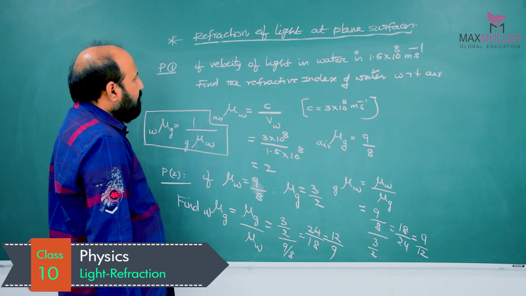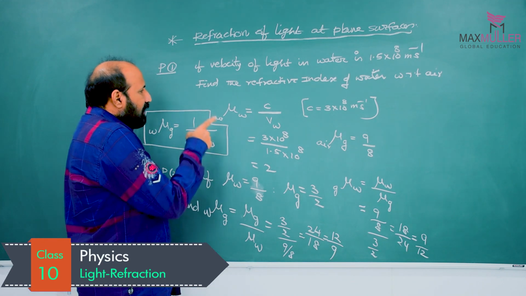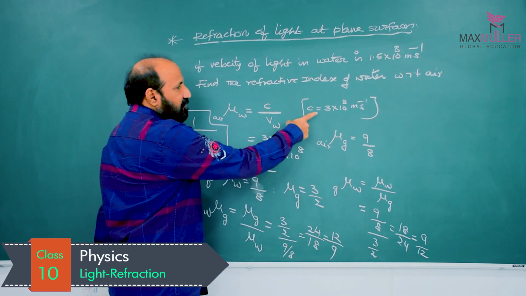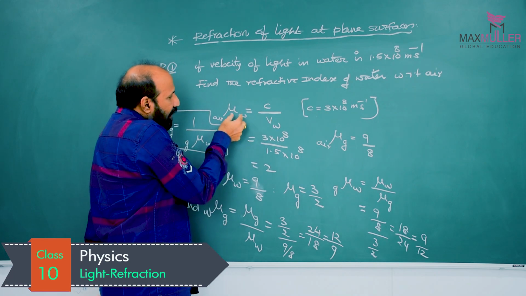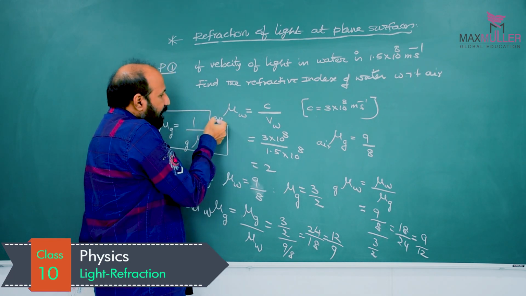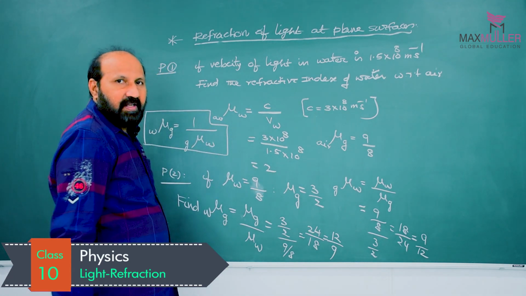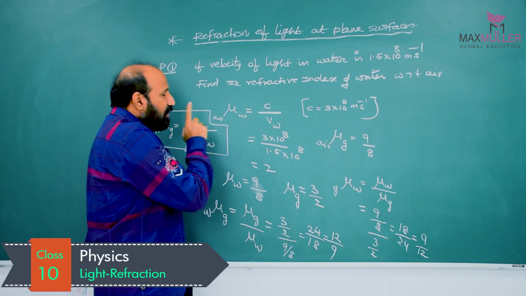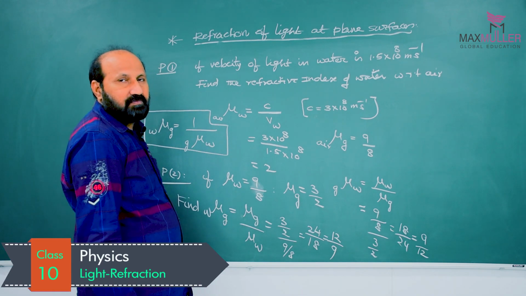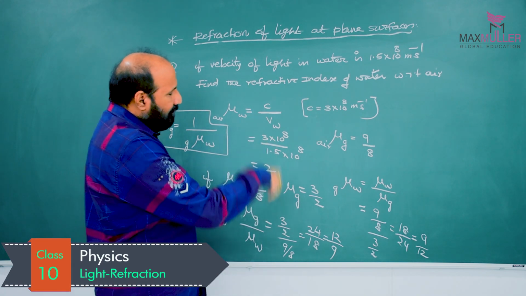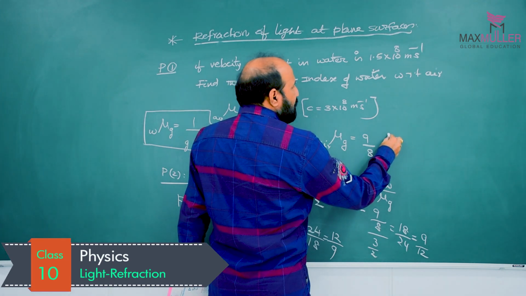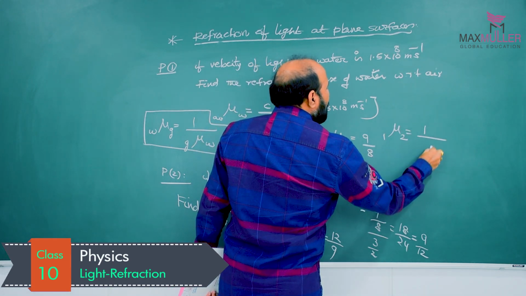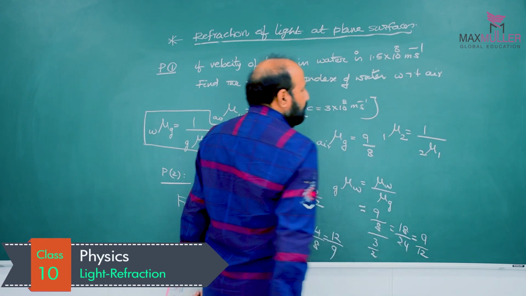So generally, if the velocity of light in any medium is given, and if you know the velocity of light in vacuum or air, you can find the refractive index of that medium with respect to air. So from this, you can also write mu of 2 with respect to 1 is equal to 1 by mu of 1 with respect to 2.